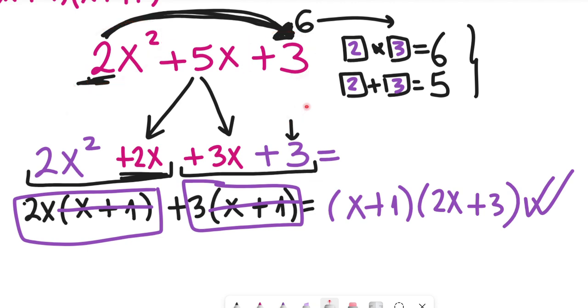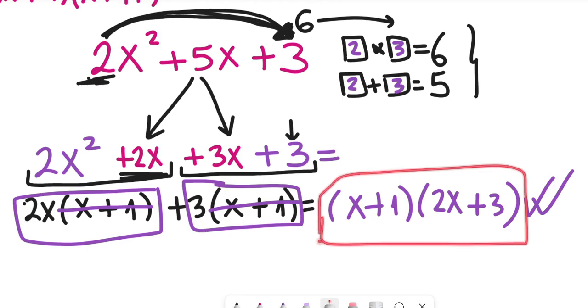Finally, we do the grouping method. First two have 2x in common. These two have 3x in common. They have 3 in common. Finally, here is the final answer.